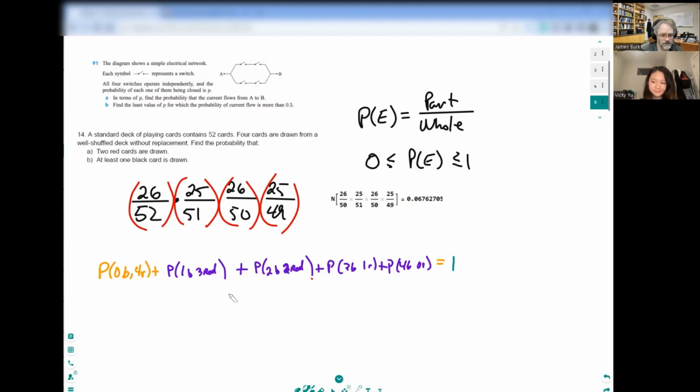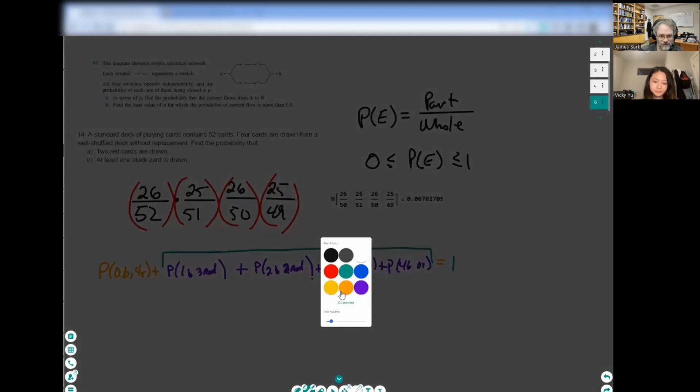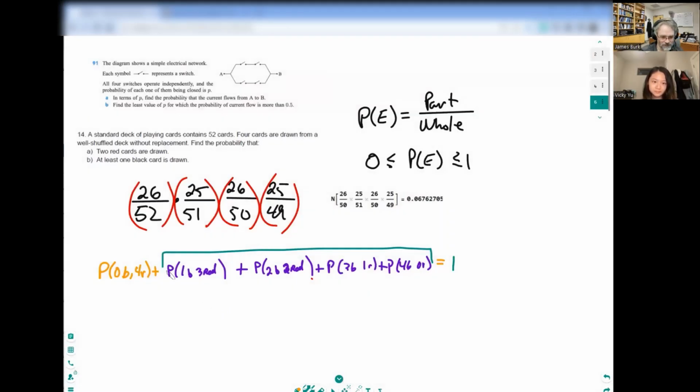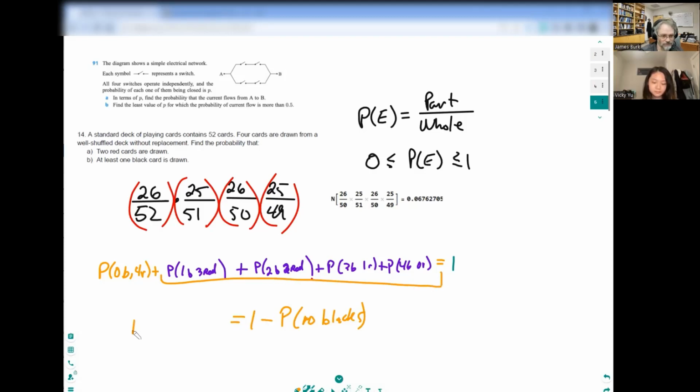It's 100%. So either you do event E or you don't. It's 100%. Now, you could work this problem and sum everything up. That takes a long time. See, it's a whole lot easier if you just take this, move it to the other side, and say 1 minus the probability of no blacks. Then I get the probability of at least 1.